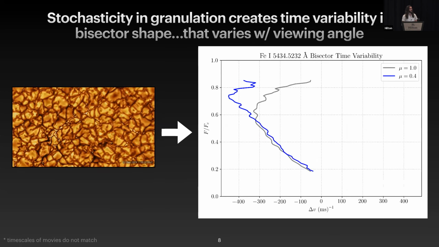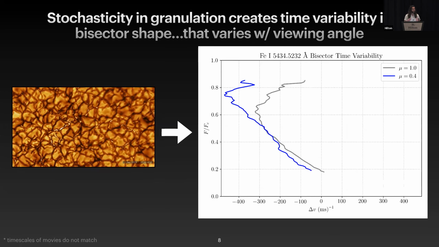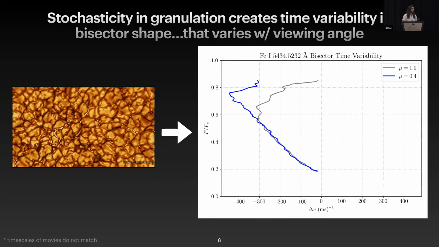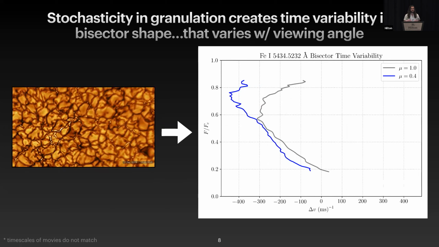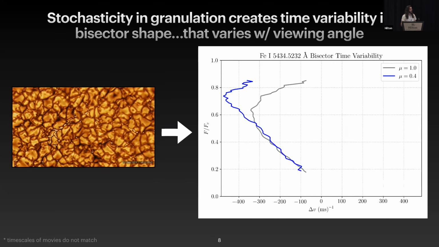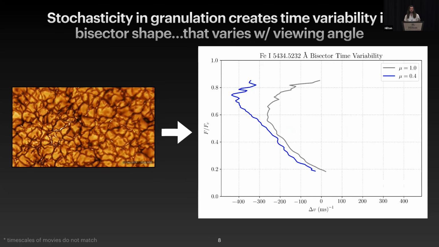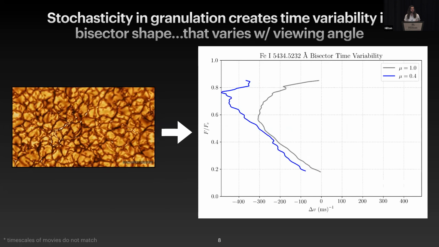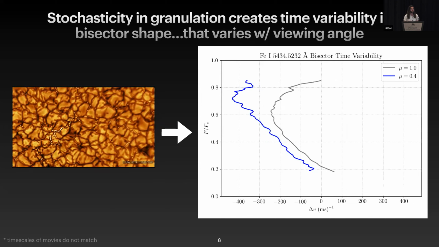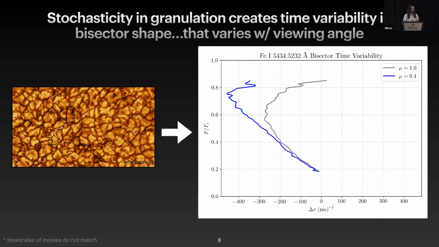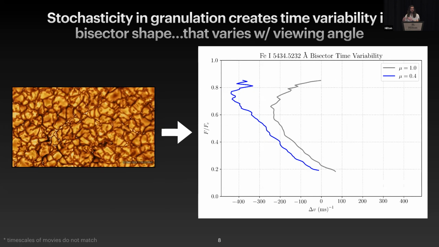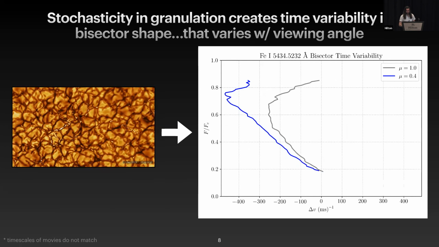And of course, the shape of our bisector and its little dance varies with limb position. If we look more towards the limb, we're sampling different heights in the solar atmosphere, different velocity fields. We get a different shaped bisector. So instead of that C shape towards the limb, we get a slant shaped bisector. And you can also see it's not dancing as much due to that pulsational mode. And that's because these are mostly radial, and when we look towards the limb, we are sampling less of that mode that's moving back and forth.